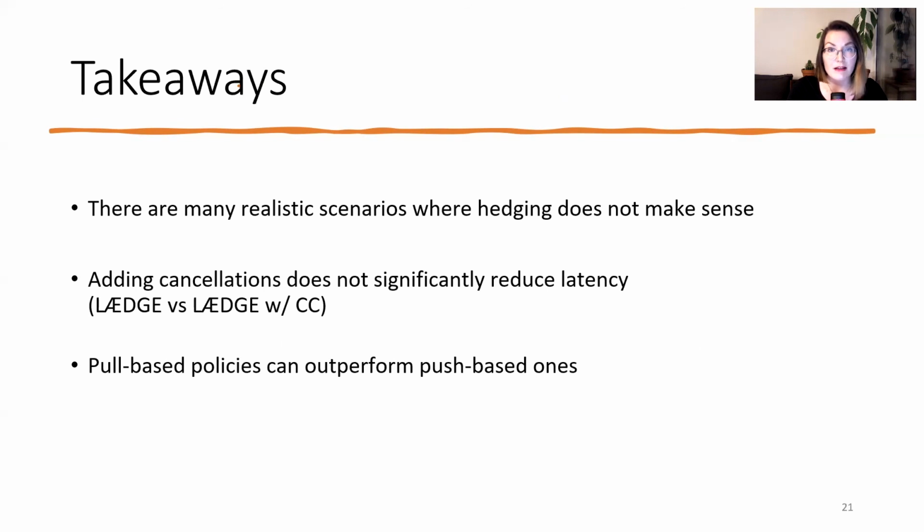There are three main things I'd like you to take away from this paper. First, there is a trade-off between hedging and load balancing. And because of that, there are many realistic scenarios for which hedging simply doesn't make sense. What one should do instead is proper load balancing. Second, we saw that there are also many cases in which cancellations don't add a lot of benefits. Since they are pretty challenging to implement, these are good news for application developers. And finally, we saw that pull-based policies can outperform push-based ones in a real system.